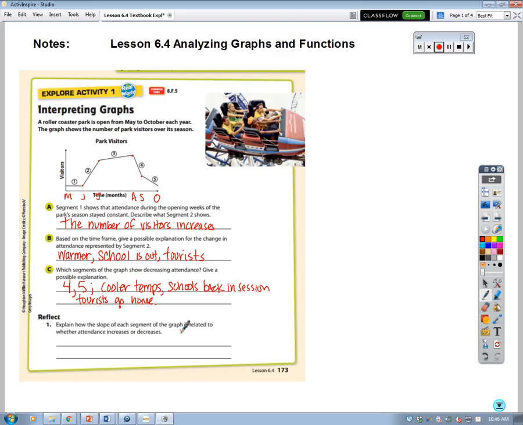Explain how the slope of each segment of the graph is related to whether attendance increases or decreases. What does the slope look like if it's increasing attendance? If it's increasing attendance, it's a positive slope. So positive slope indicates increasing attendance, which means that as we look at this graph, if positive slope represents increasing attendance, a negative slope represents decreasing attendance.